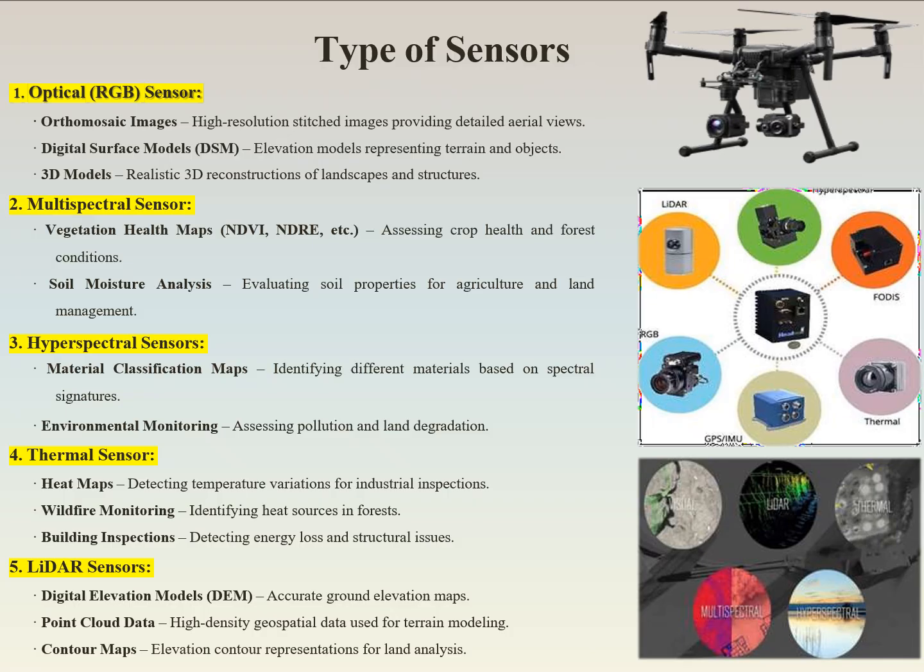Now, let's talk about the sensors that drones use. First, optical sensors take regular photos, like your phone camera, but they create high-res maps or 3D models. Multispectral sensors are like plant doctors. They check crop health or soil moisture. Hyperspectral sensors can tell what materials are on the ground, like spotting pollution. Thermal sensors see heat, so they're great for finding leaks in buildings or spotting wildfires. And LiDAR sensors use lasers to make super-accurate 3D maps. It's like giving drones X-ray vision.